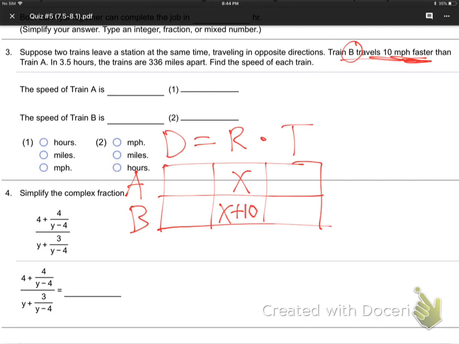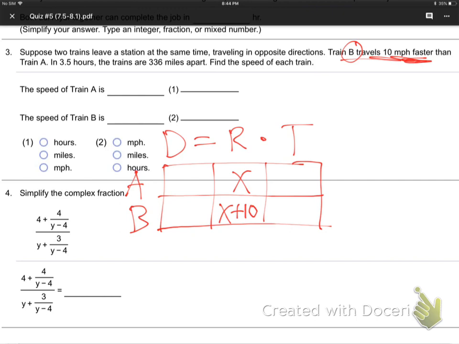Does that make sense how I came up with that? They said B's speed, the rate for B, is 10 more. If they said 10 less, I would do X minus 10, wouldn't I? If they said B's 10 times as fast, I would do 10 times X. And the other would be X.